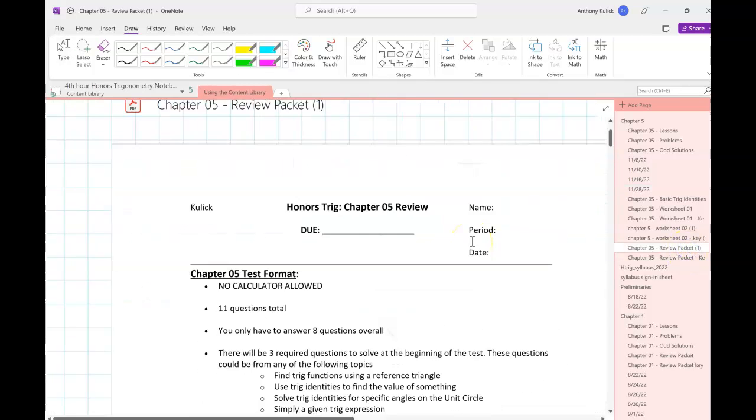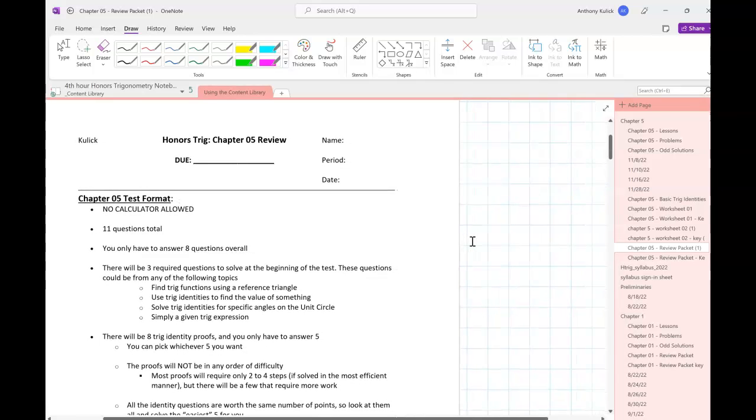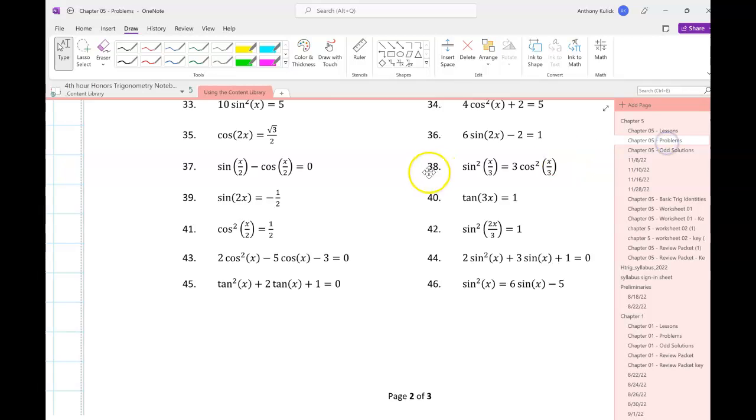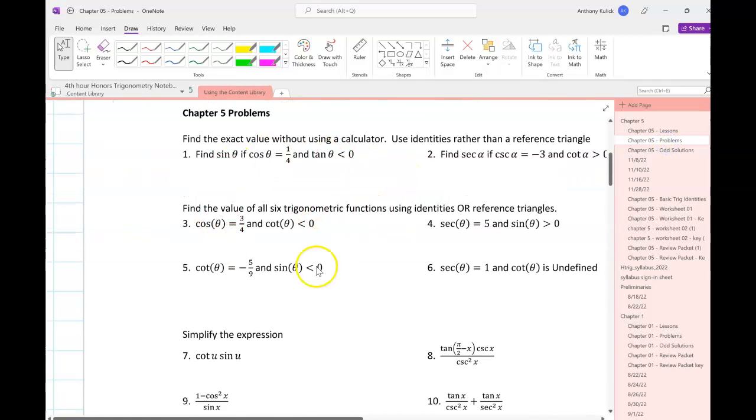Let's talk about the test format here. So the test format's as follows. There's going to be 11 questions. You only have to complete 8 of them. So there are 3 required questions that you have to do all 3 of, and then you have some choices. Those 3 required questions are going to be of the following types: using trig, find some trig functions using a reference triangle. So those would be similar to these problems 1 through 6.